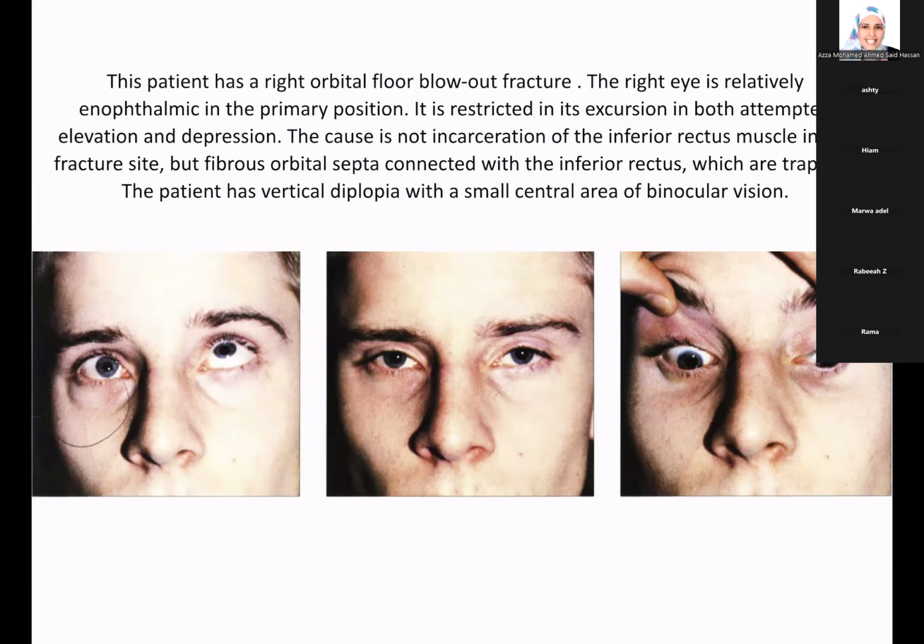We can't tell by examination whether the muscle is involved or not. We have to go through the CT scan and see whether the muscle is incarcerated in the blowout fracture or not. In such case, as mentioned in this case taken from Spalton Atlas, the muscle was not involved, fortunately, but the fibrous septa of the orbital floor was trapped into the fracture. That's why the patient got his vertical diplopia and limitation in movement.